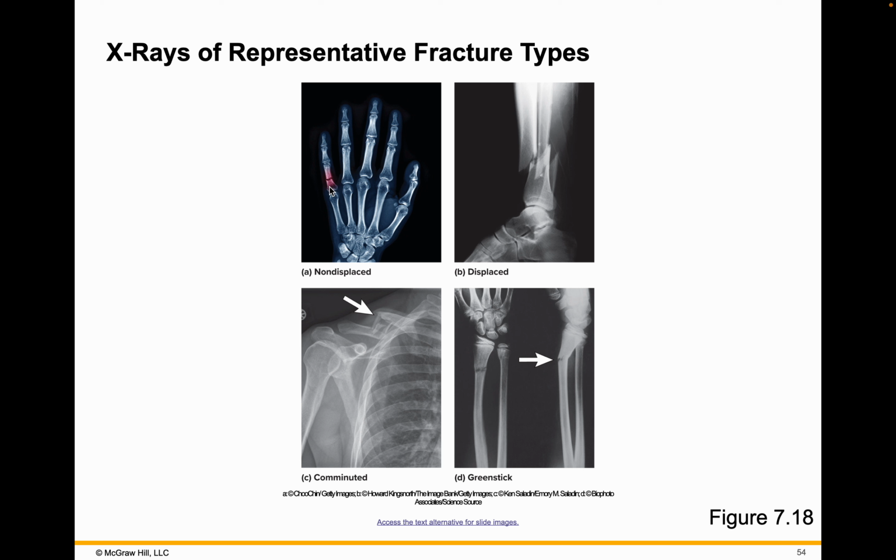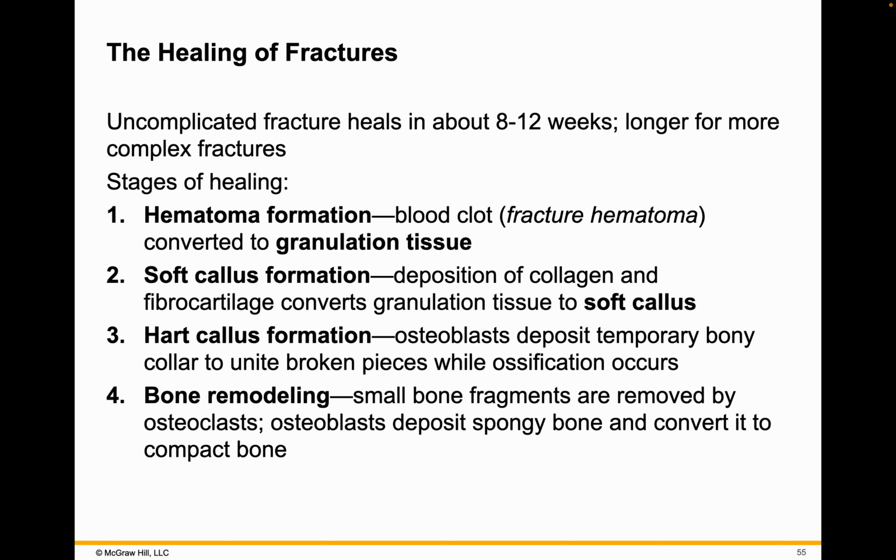Here we have a non-displaced fracture, highlighted in red. In this one, the bones are out of alignment, that's displaced. Comminuted, we have some pieces here, and a greenstick fracture, we have it still connected on one side, a break on the other side.